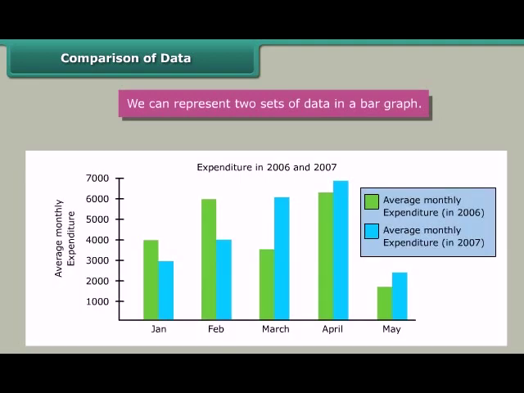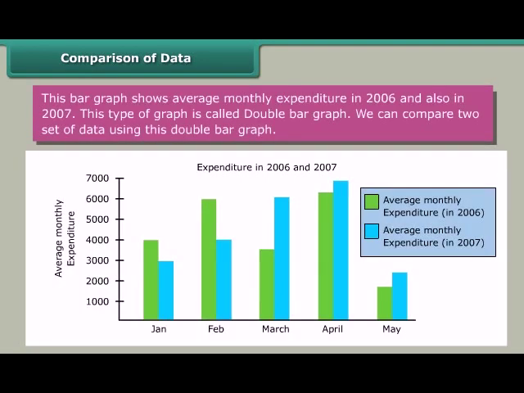Comparison of data. We can represent two sets of data in a bar graph. This bar graph shows average monthly expenditure in 2006 and also in 2007. This type of graph is called double bar graph.